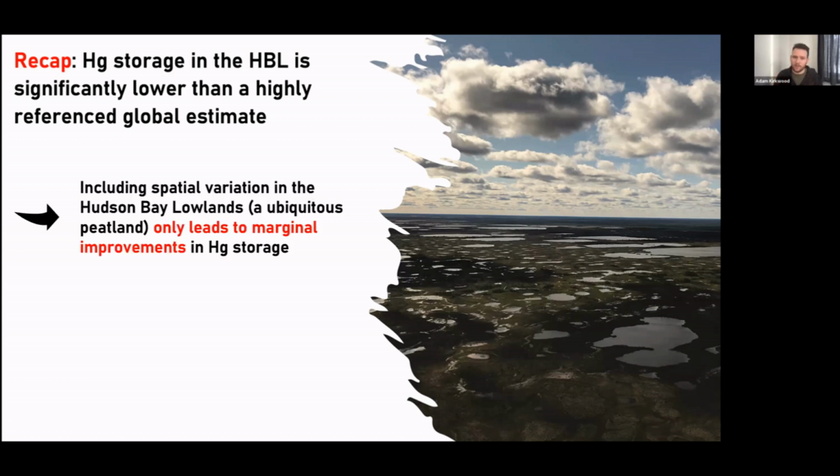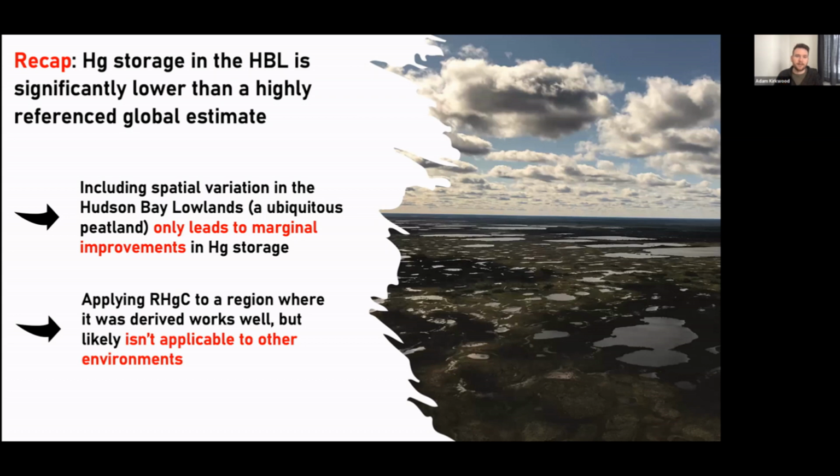And so in the Hudson Bay Lowlands specifically, including spatial variation only led to marginal improvements in mercury storage. And I think this is a case that's very specific to the Hudson Bay Lowlands because it's this giant, almost single terrain unit or landscape class of peatland. And so applying a single value to an area that's very ubiquitous or homogeneous works well in this case, but likely wouldn't work as well in other environments that are more heterogeneous, where there are different superficial geology deposits all over the place with interspersed peatlands and ponds. It would be a very different analysis in an environment outside of the Hudson Bay Lowlands.